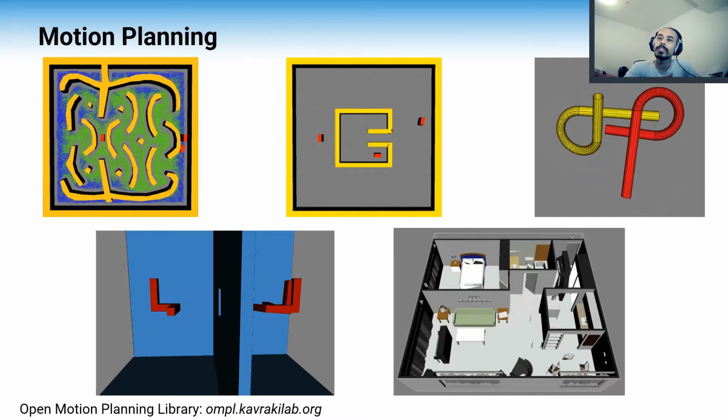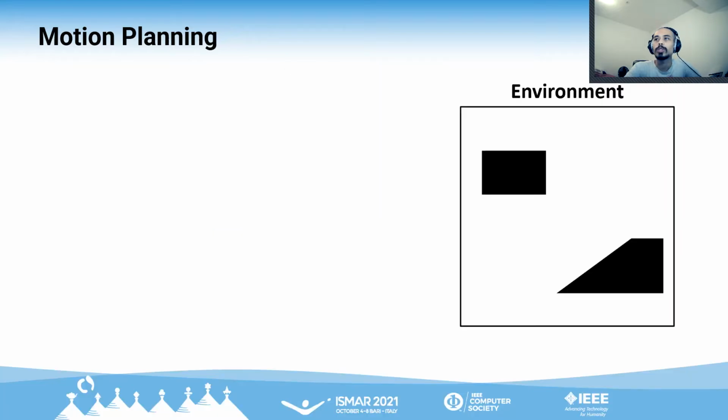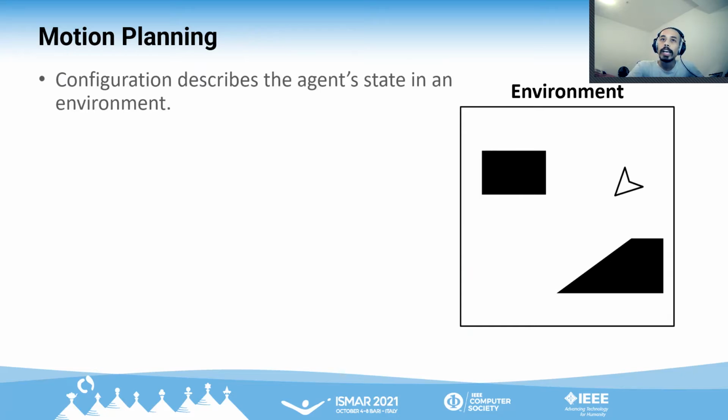And this is where our first contribution starts, where we basically show how to use redirected walking in terms of a motion planning problem. So with motion planning, we have an environment and some agent in the environment. For us, this could be either a robot or in our case, a human. And the configuration describes the agent's state in the environment. The state in this work consists of the position as well as the orientation in the environment.